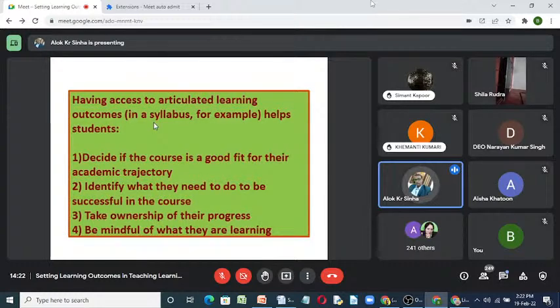So having access to articulated learning outcomes in a syllabus, for example, helps students decide if the course is a good fit for their academic trajectory, identify what they need to do to be successful in the course, take ownership of their progress, and be mindful of what they are learning. So these are the parameters for designing a course to achieve learning outcomes.